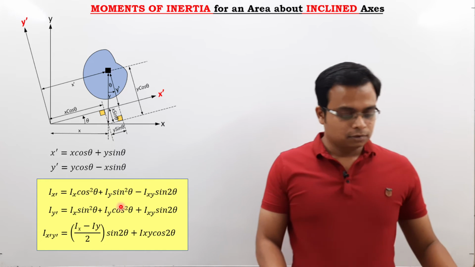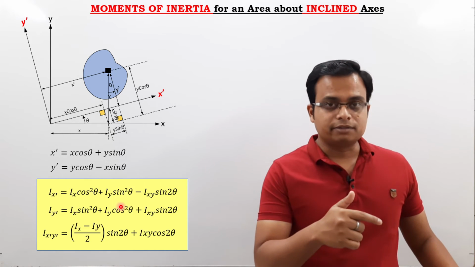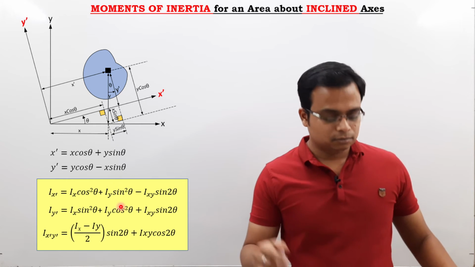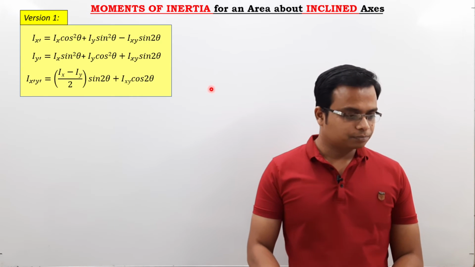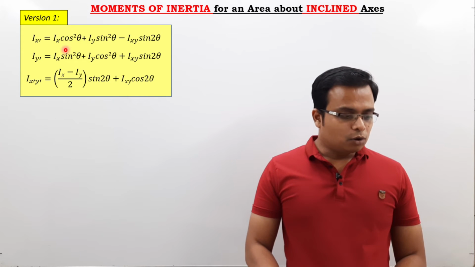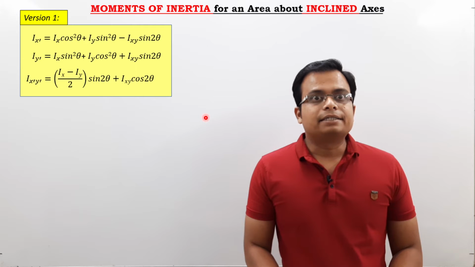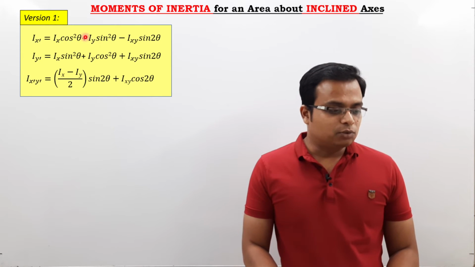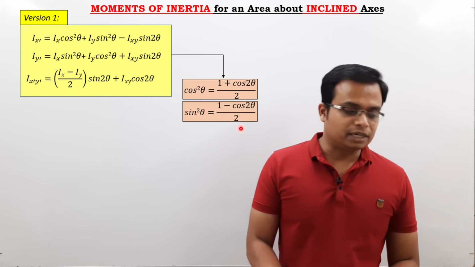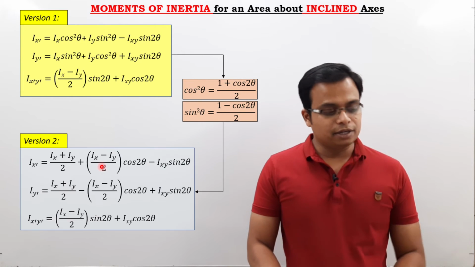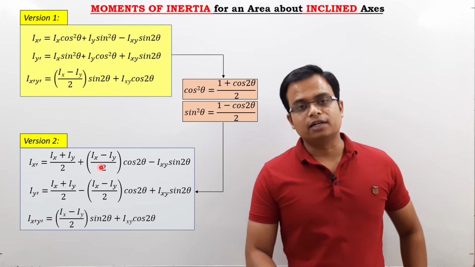Isn't it easy? There is one more version of this transformation equation. Let me show you that also, and that is easy to memorize. That's version 1. Now what you can do is plug in the value of cos square theta as 1 plus cos 2 theta by 2 and sin square theta as 1 minus cos 2 theta by 2. Just do these substitutions into these equations, and here you go, version 2 of the transformation equation.